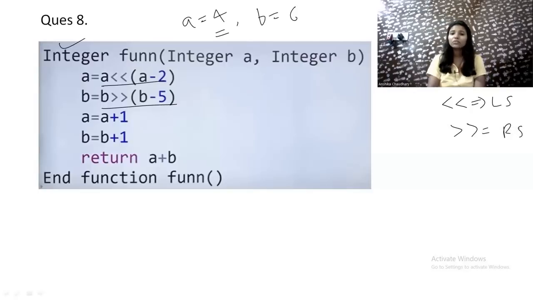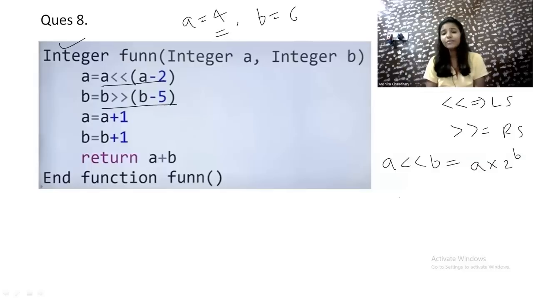Now there is a short trick to solve this operation. If you are performing the left shift operation on a and b, the simple answer is a into 2 raised to the power b. And if you are performing the right shift operation on a and b, then it will be a upon 2 raised to the power b. In the left shift operation, you have to multiply by 2 raised to the power b, and in the right shift operation, you have to divide a by 2 raised to the power b. So now solve the question.